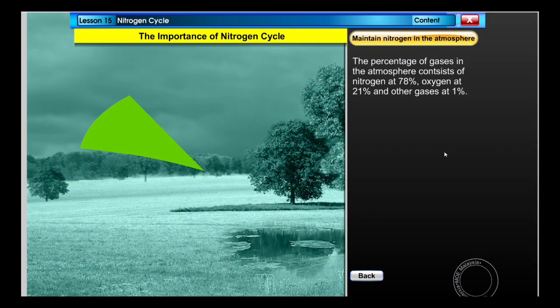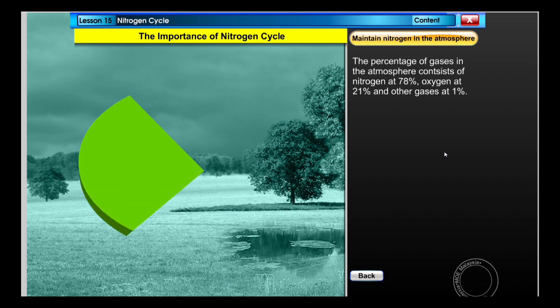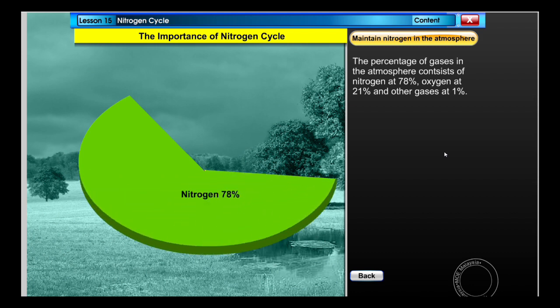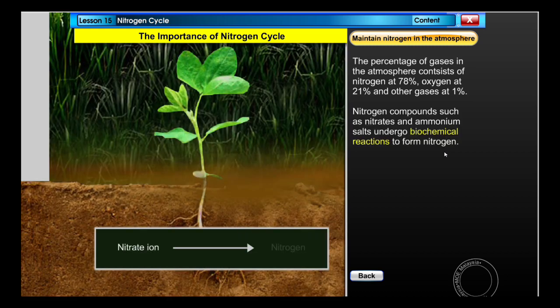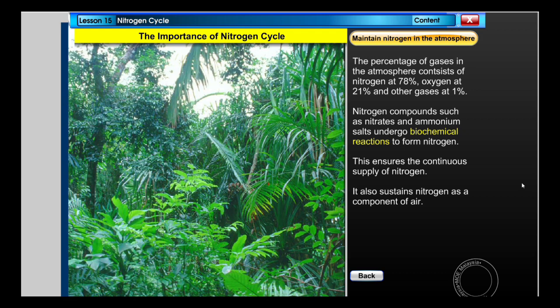The percentage of gases in the atmosphere consists of nitrogen at 78%, oxygen at 21%, and other gases at 1%. Nitrogen compounds such as nitrates and ammonium salts undergo biochemical reactions to form nitrogen. This ensures the continuous supply of nitrogen. It also sustains nitrogen as a component of air.